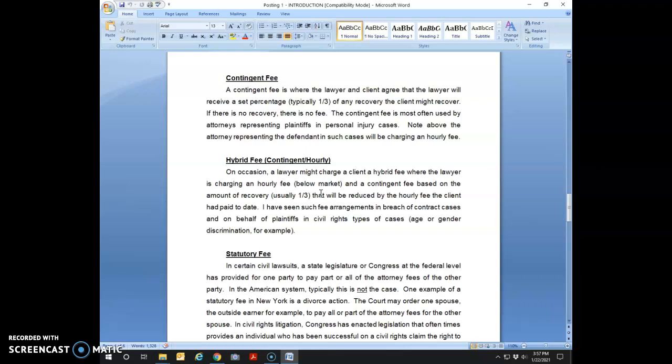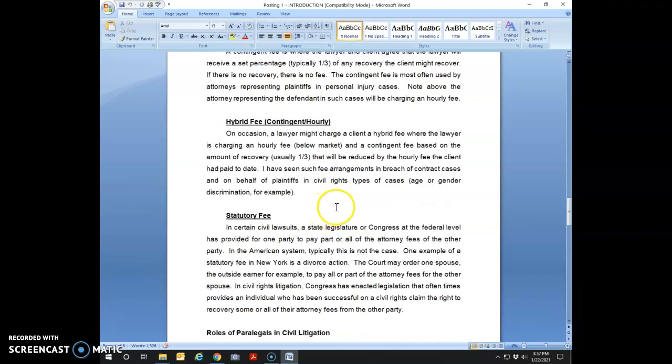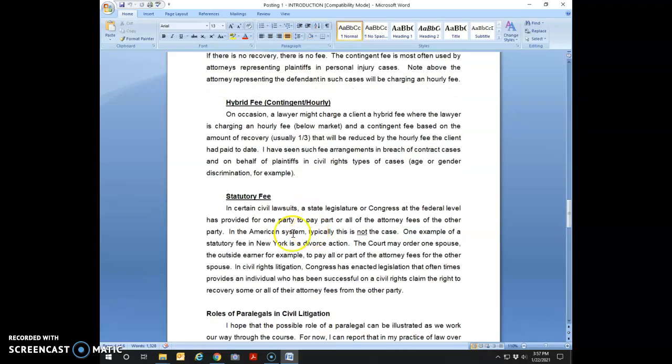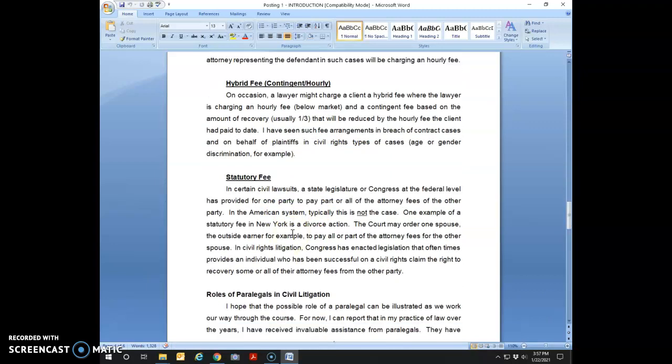And one way of doing that is the lawyer who wants to have some kind of cash flow coming in on the case might want to charge the client an hourly fee, which would be less than what the lawyer typically charges, but again, keep some money coming in, and then ask the client to agree to a contingent fee, a percentage of the recovery, which could then be reduced by the hourly fee paid to date. But I've seen, and quite frankly, I have used the hybrid fee setup with some clients in the past.